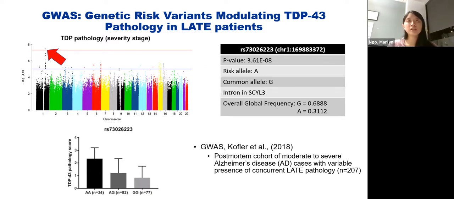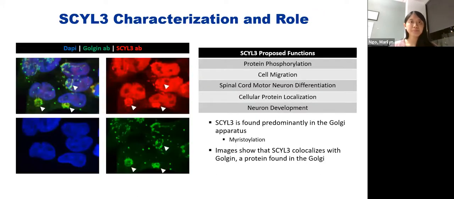In order to learn more about the genetic landscape of TDP-43 proteinopathies, we performed a genome-wide association study, or GWAS for short, to look at genetic modifiers that specifically modulate TDP-43 pathology and severity. They performed sequencing on a post-mortem cohort of 207 patients with moderate to severe AD cases with variable presence of concurrent LATE pathology, and found a genome-wide significant signal on chromosome 1 that is mapped to an intron in a gene called SCYL3. Having 1 or 2 copies of the risk allele A was associated with a more severe TDP-43 pathology stage.